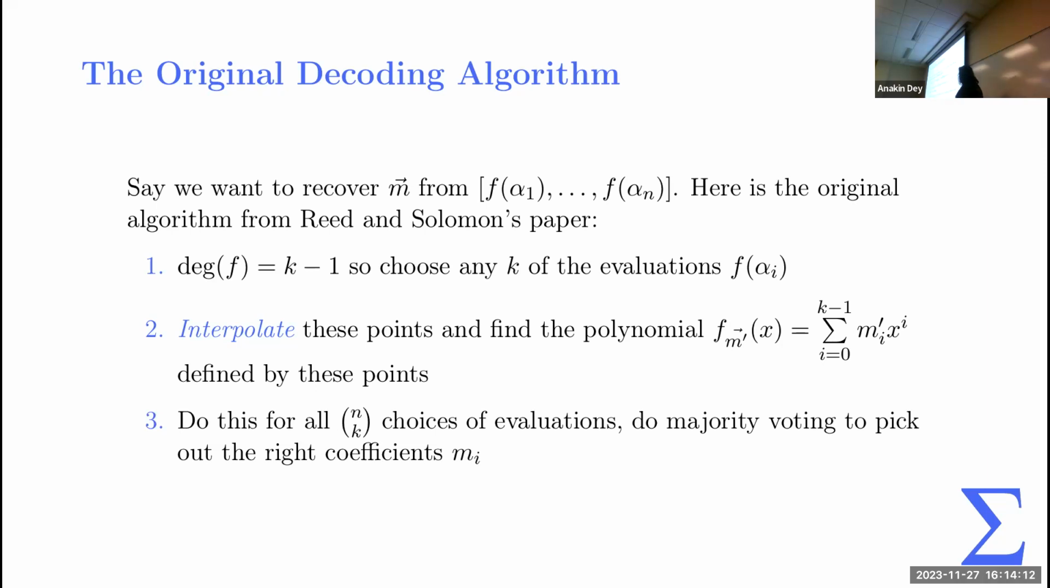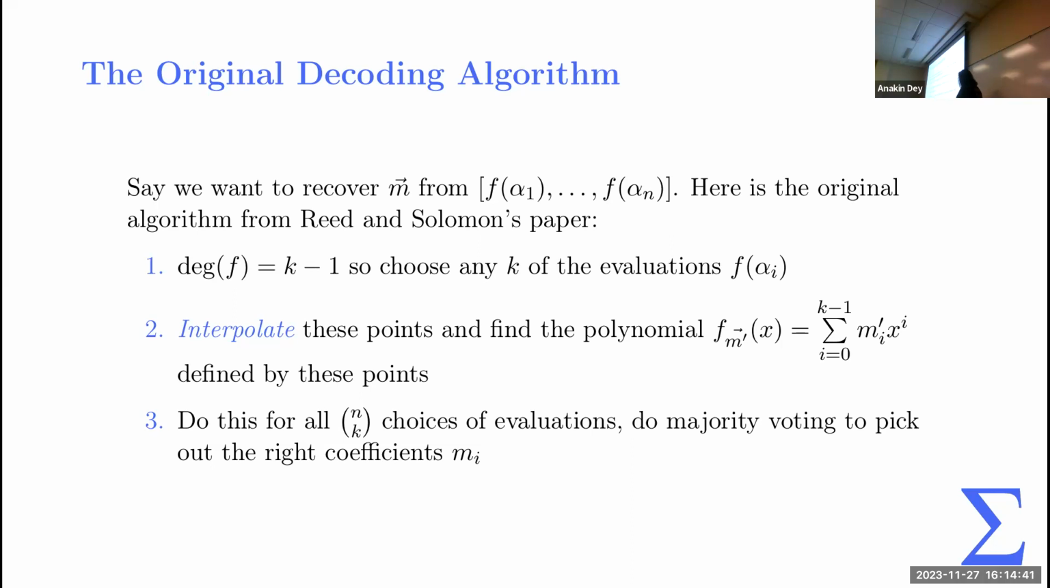And so you can do this for all n choose k choices of evaluations, and you'll get some coefficients, right? You see this coefficient for the zero term, this coefficient for the x term, this coefficient for the x squared term, and so on. There might be some differences depending on errors. Then you could just see which coefficients appear the most often and pick the one that appears most often to get the right coefficients.